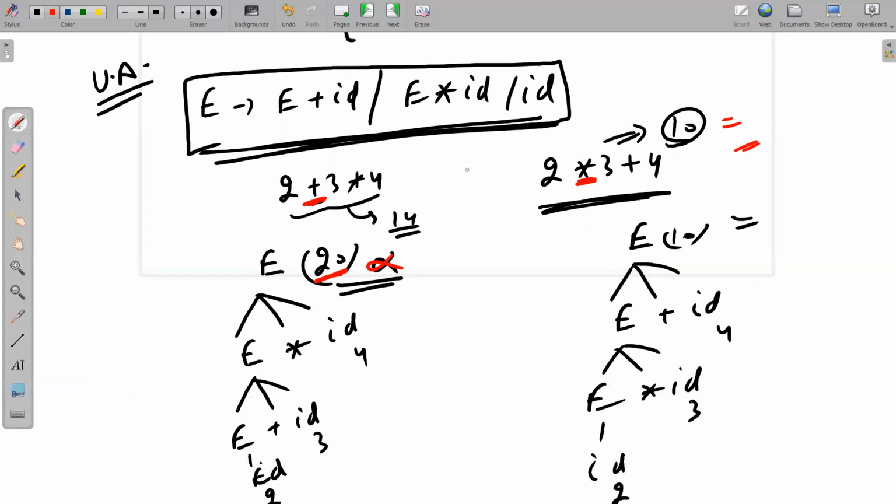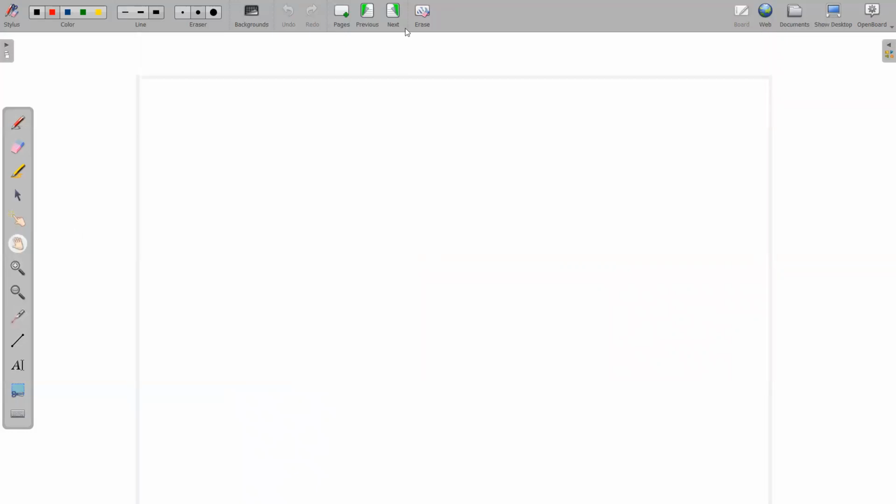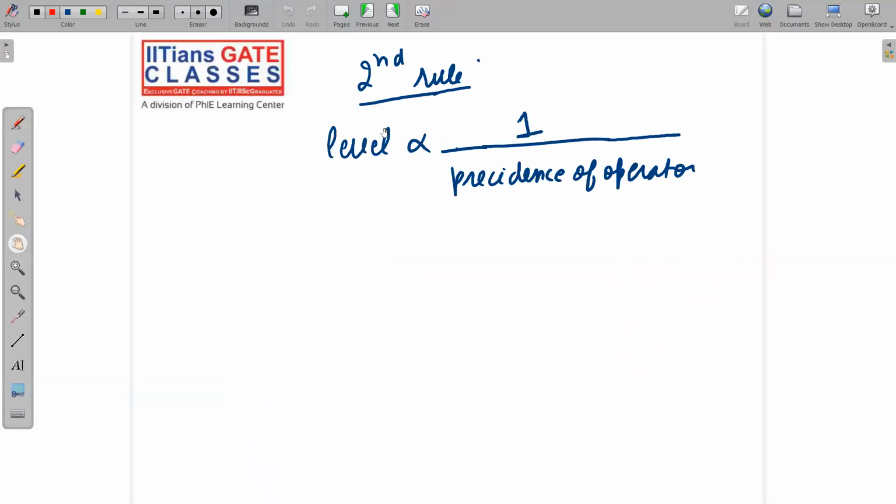Many questions have been asked in GATE as well as NET and various competitive exams. So see here carefully. What can be done to give precedence? See in this parse tree, the operator which is at the lower level is solved first. Here also, this is at the lower level, so it is solved first. Lower level is solved first and upper level is solved later. Are you getting it? This is your next rule.